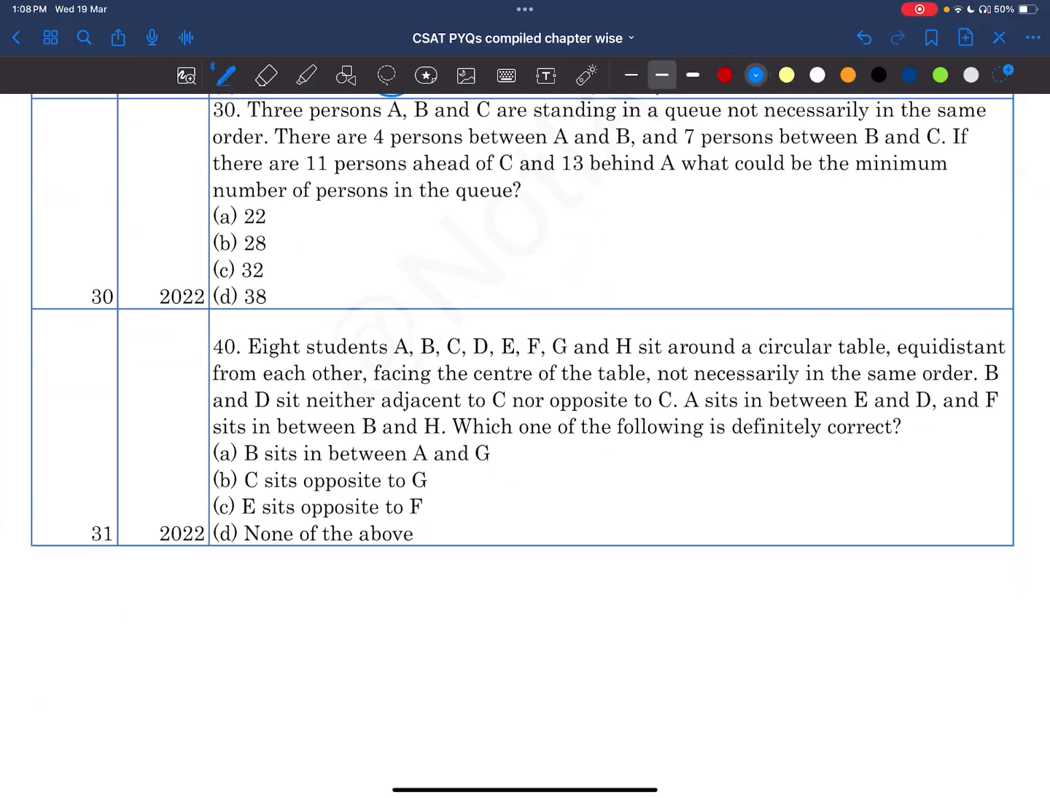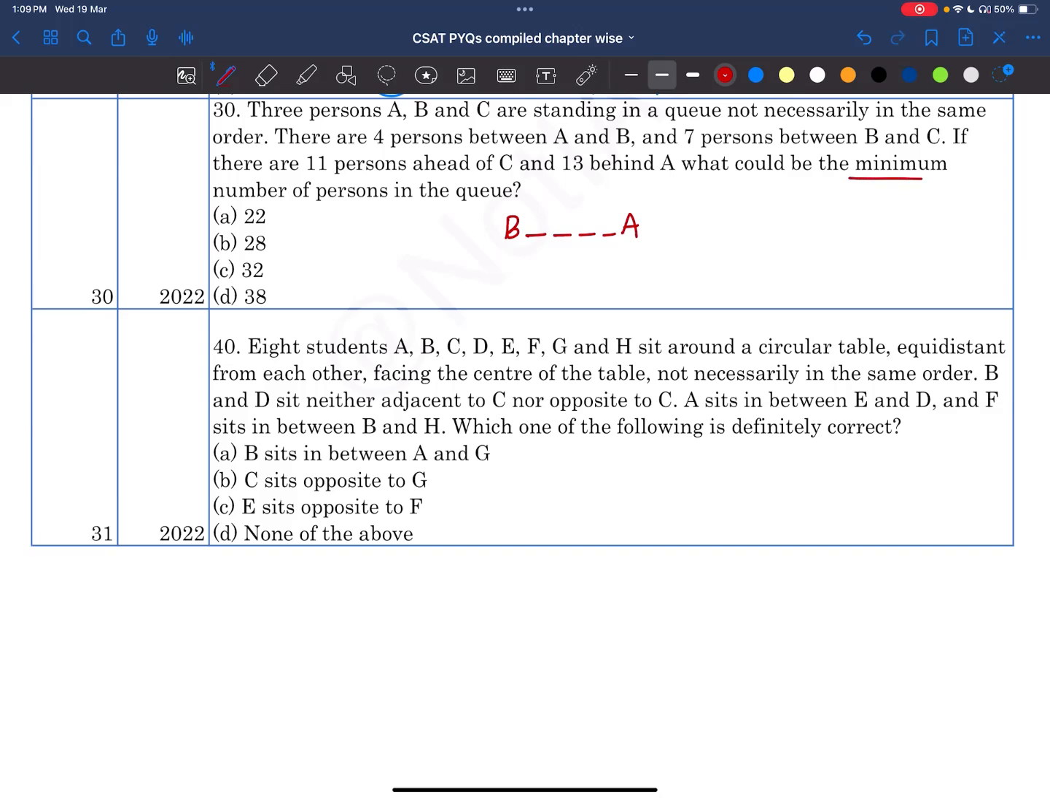Let's go to the next question. 3 persons A, B, and C are standing in a queue, not necessarily in the same order. There are 4 persons between A and B, and 7 persons between B and C. If there are 11 persons ahead of C and 13 behind A, what could be the minimum number of persons in the queue? There are 4 between A and B, right? 1, 2, 3, 4. And 7 between B and C, right?